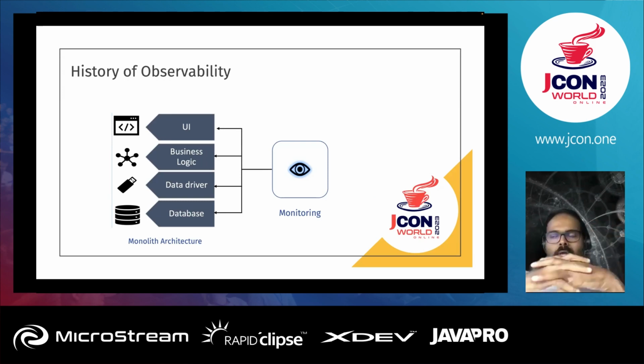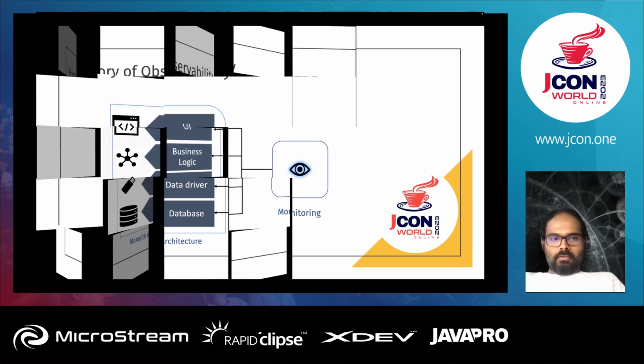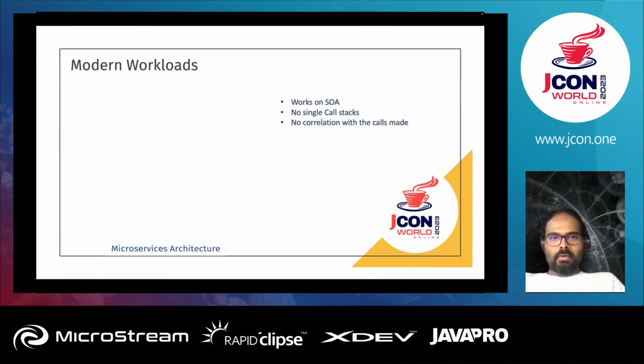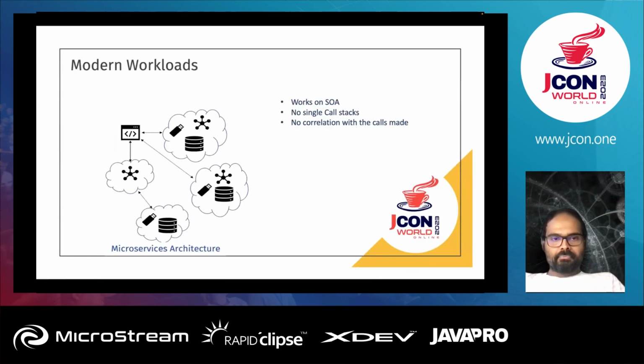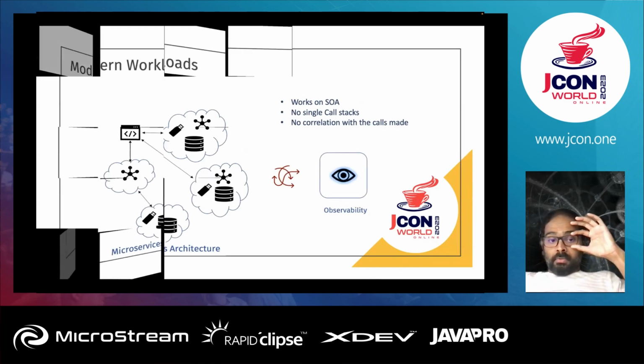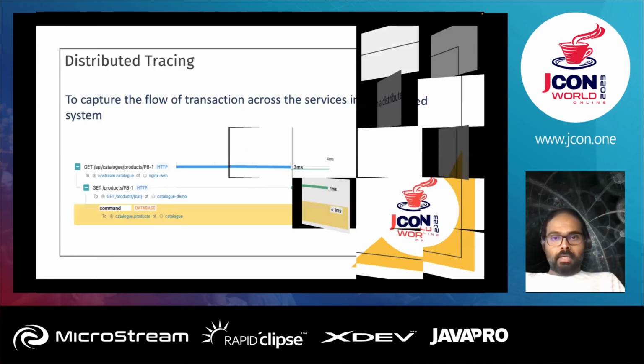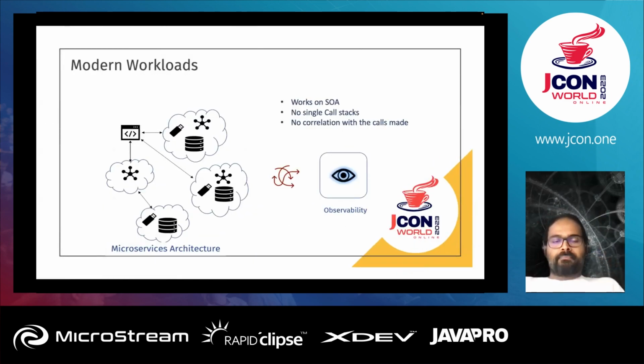If any issue happens on the system, we can look into the stack trace and try to understand what was really happening in that system. So this is history now. Now let's go to what we have right now. Yeah, so this is how the modern workload looks.